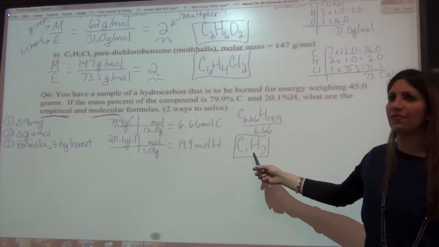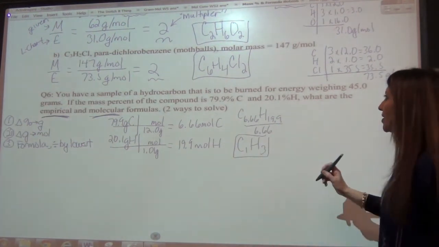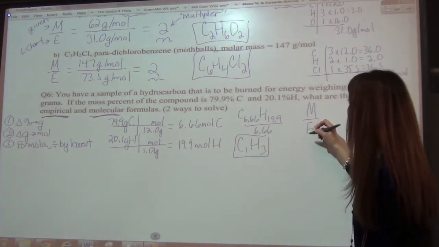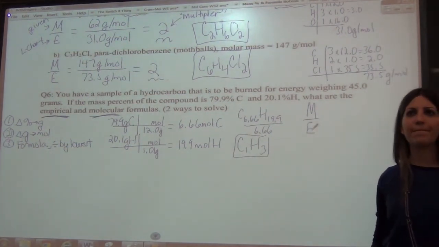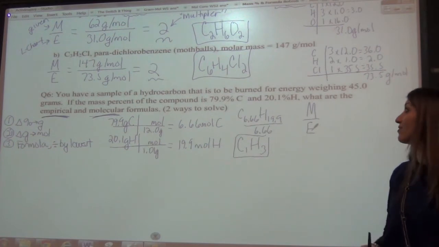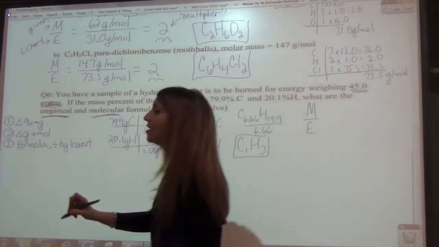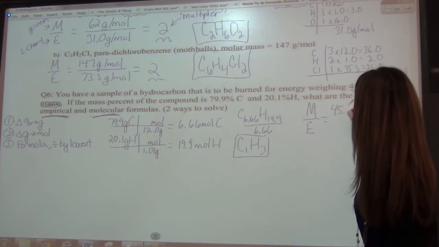We got our empirical formula. How do I know this is the empirical? It's reduced. So now we need the molecular. So the second part of this is M over E. The molecular is given to you. Do you see it? Yes, I heard it. What is it? 45. They tell you it weighs 45 grams. That's what's given to you. That's your M. It's 45 grams.